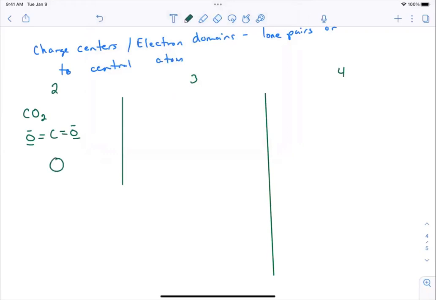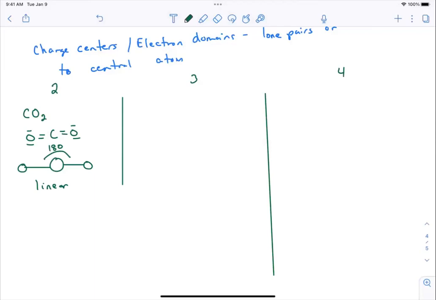Now, how would those oxygens orient themselves around the carbon to keep them as far away from each other as possible? 180 degrees. And so what you see is this 180-degree separation to keep the oxygens apart. What shape does that create in the molecule? Linear. So that's what linear is. Okay.